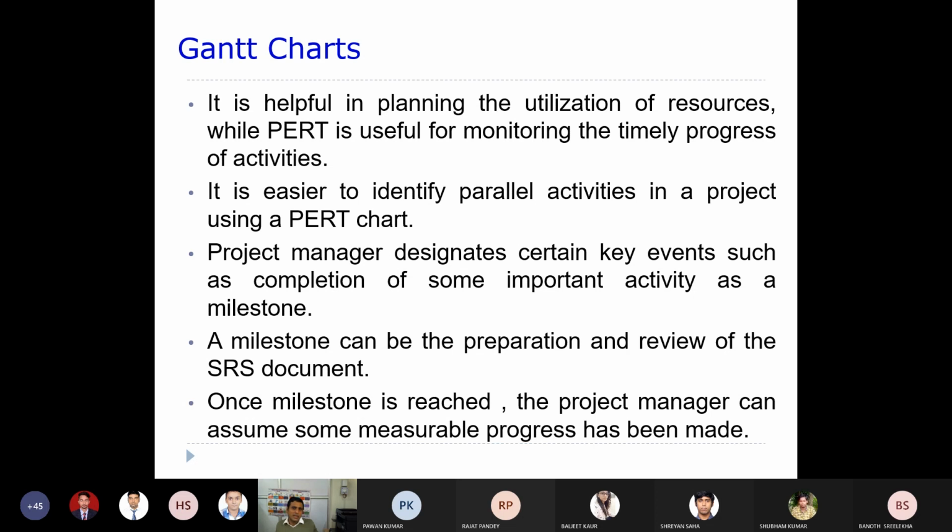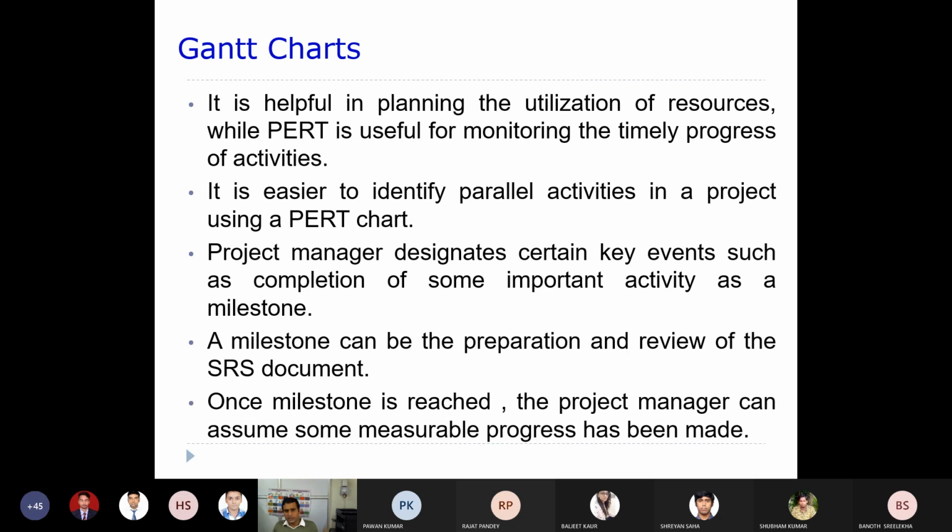So it is useful in planning the utilization of resources, compared to a PERT chart, which is usually useful for monitoring the timely progress of activities. So a PERT chart is only used to see the timely progress, whether the activities are completed as per our deadlines or not. Whereas a Gantt chart is going to help you in monitoring the resources, how well we are utilizing our resources. You can plan those resources according to the Gantt chart that you prepared.